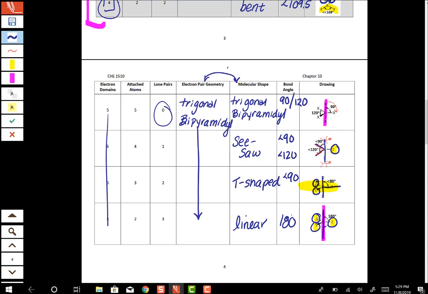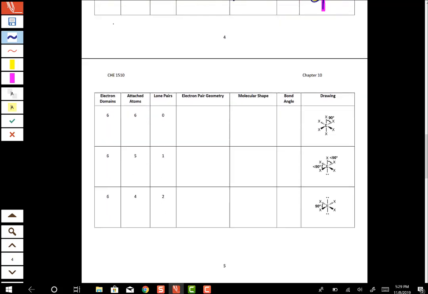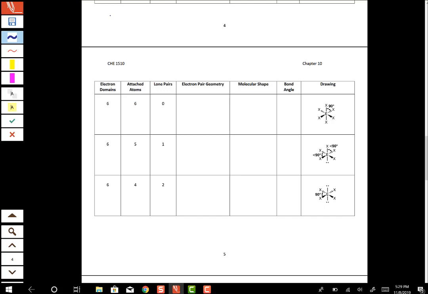So let's wrap up with 6 electron domains. So here are our final sets of electron domains. We've got 6 electron domains, and when we look at 6 electron domains, our electron pair geometry is going to be octahedral. So we will see in class why it's called octahedral. It's hard to visualize on a piece of paper. And of course, when our lone pairs are 0, our electron pair geometry and our shape are the same.